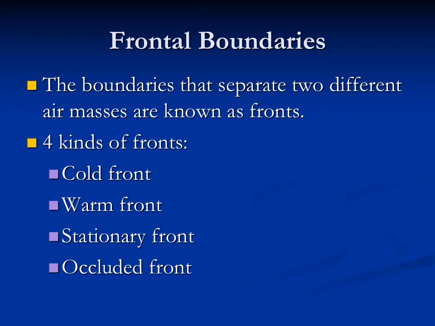So boundaries that separate two different kinds of air masses are known as fronts. You can think of it as the front part of the air mass meeting the front part of another air mass. There's four kinds of fronts: cold, warm, stationary, and occluded fronts. We are going to be focusing on the first three, cold, warm, and stationary, although I'm going to also give you some information on occluded.